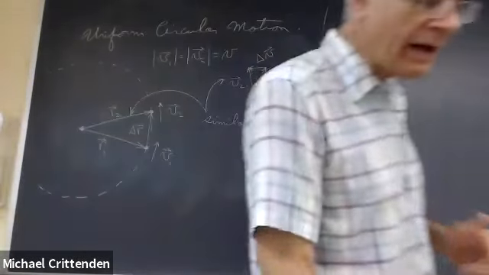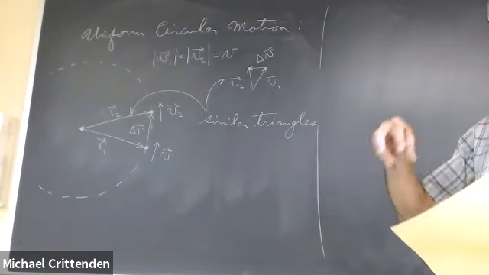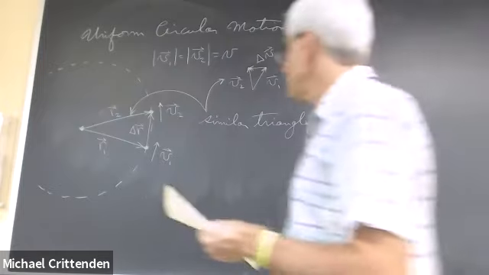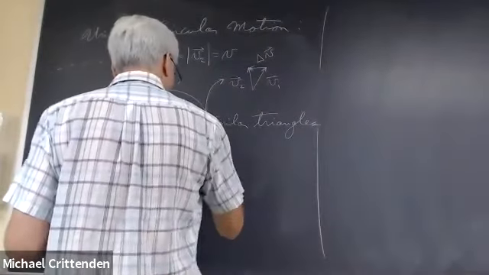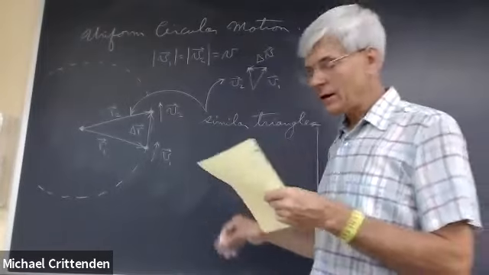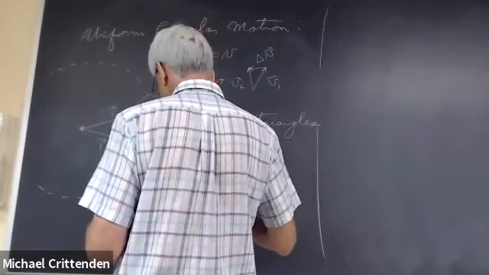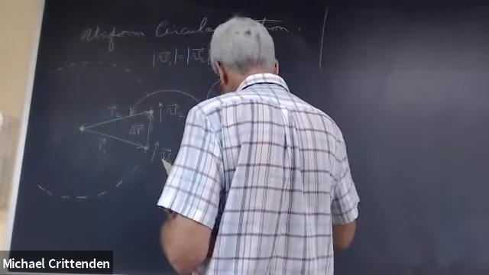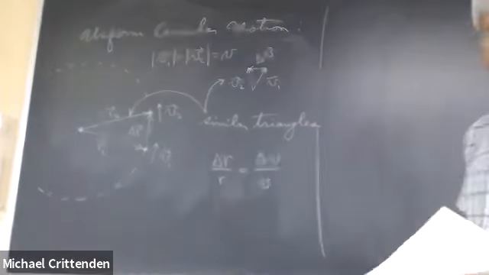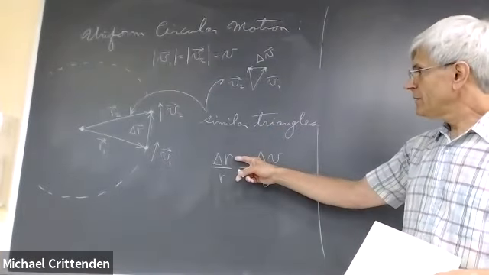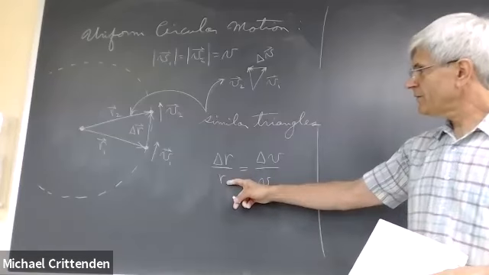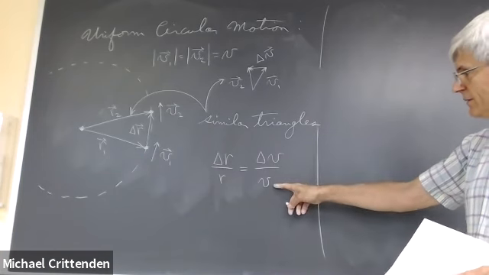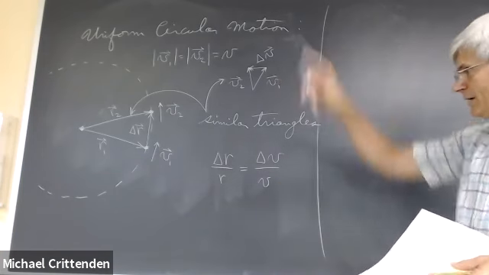And the reason that I care that they are similar triangles is because similar triangles have proportional sides. And that gives me an equation. Of course, physicists find equations exciting. The ratio of the short side to one of the long sides in this triangle is the same as the ratio of the short side to one of the long sides in that triangle.